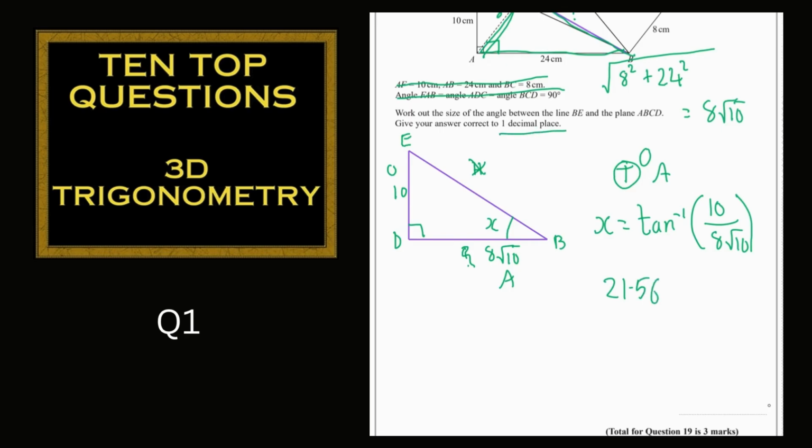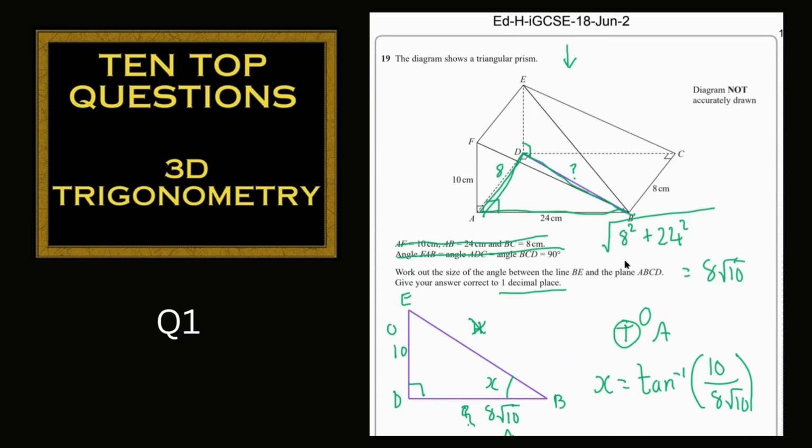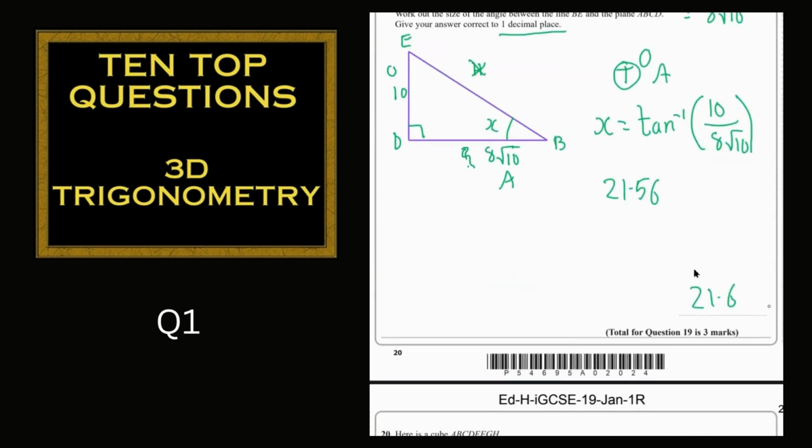Don't forget to always double check the question. 21.6. And I'd also argue double check: does 21.6 seem reasonable? As long as it's not something close to sort of 80, that would be unreasonable, because even though a diagram is not accurately drawn, it can't be drawn to be stupid or misleading or anything like that. So I'd argue that 20 or 30, in that ballpark, makes absolute perfect sense.